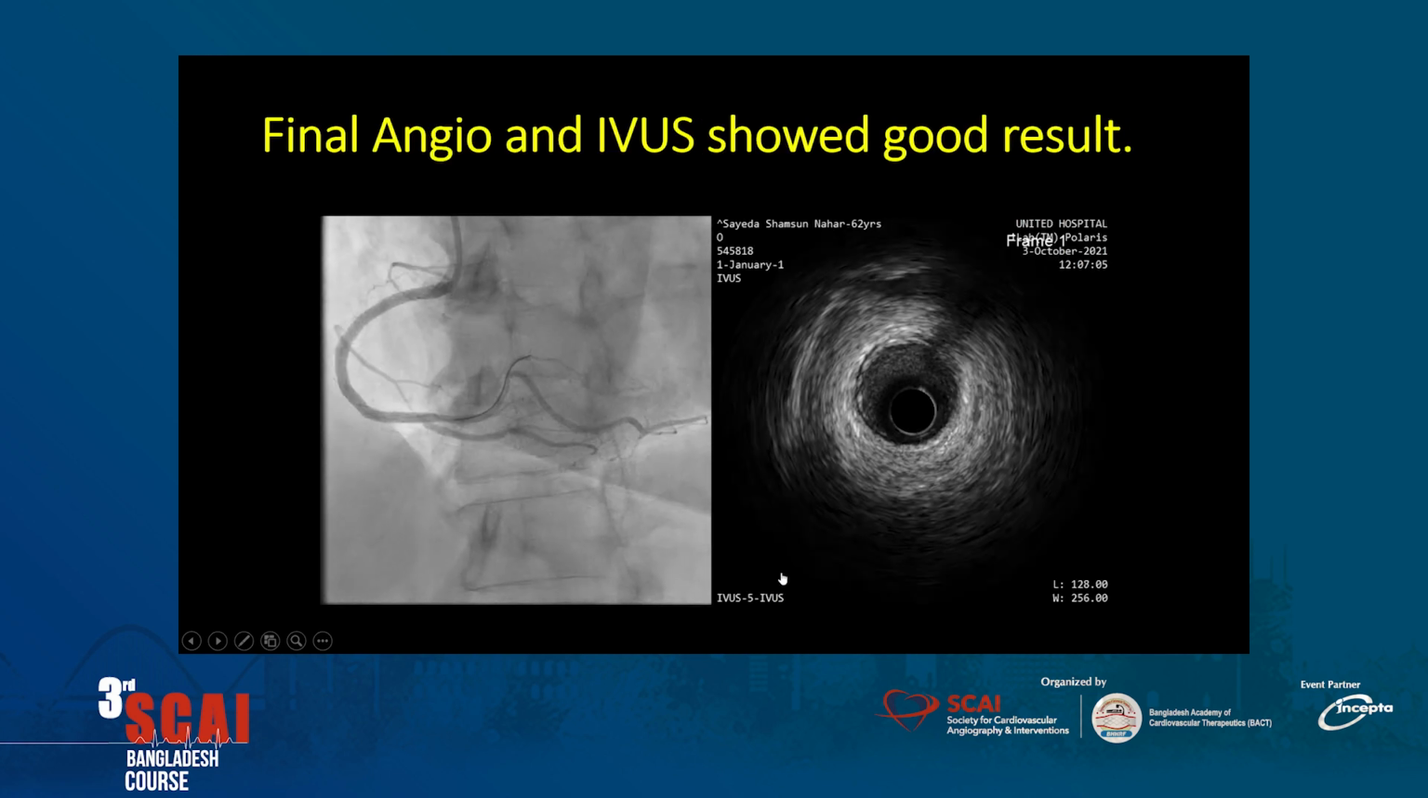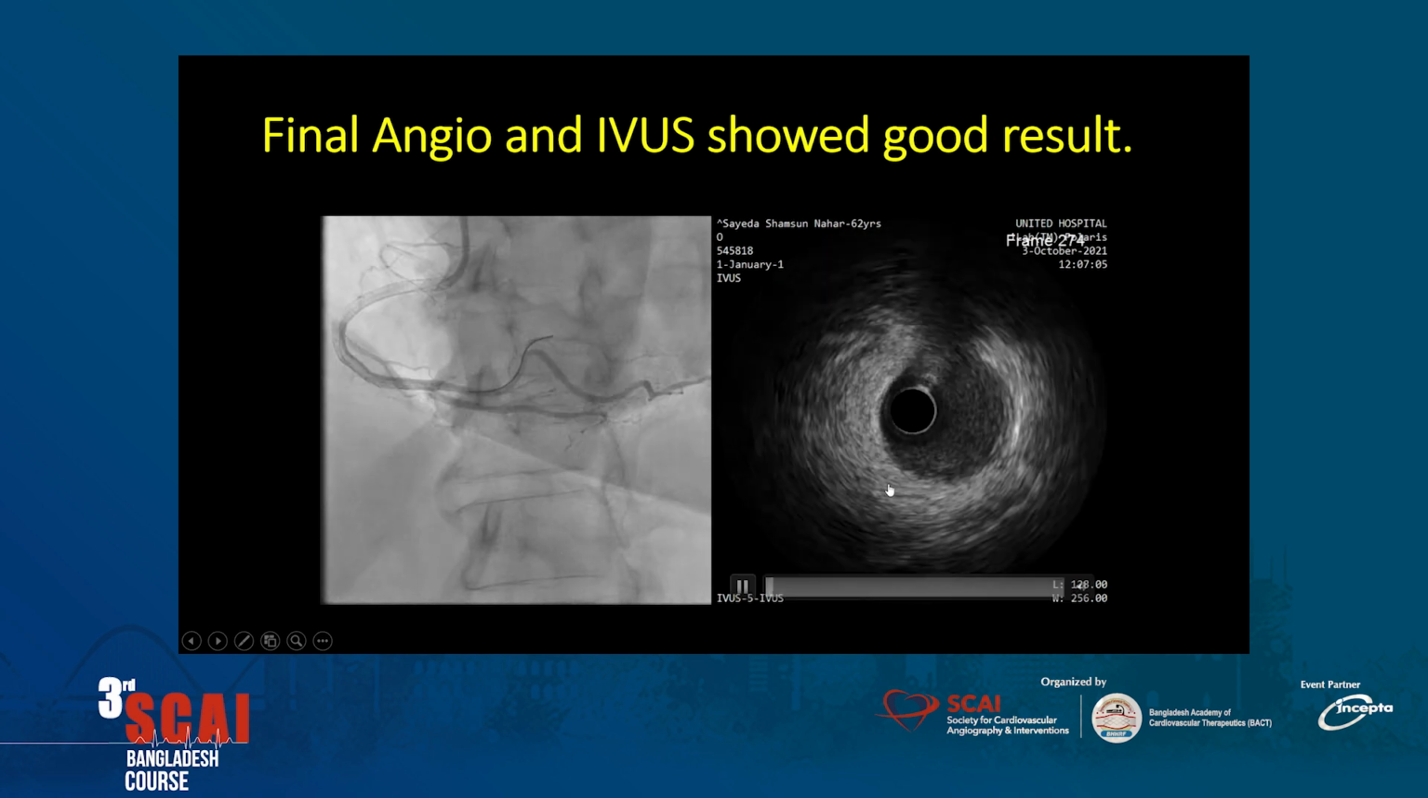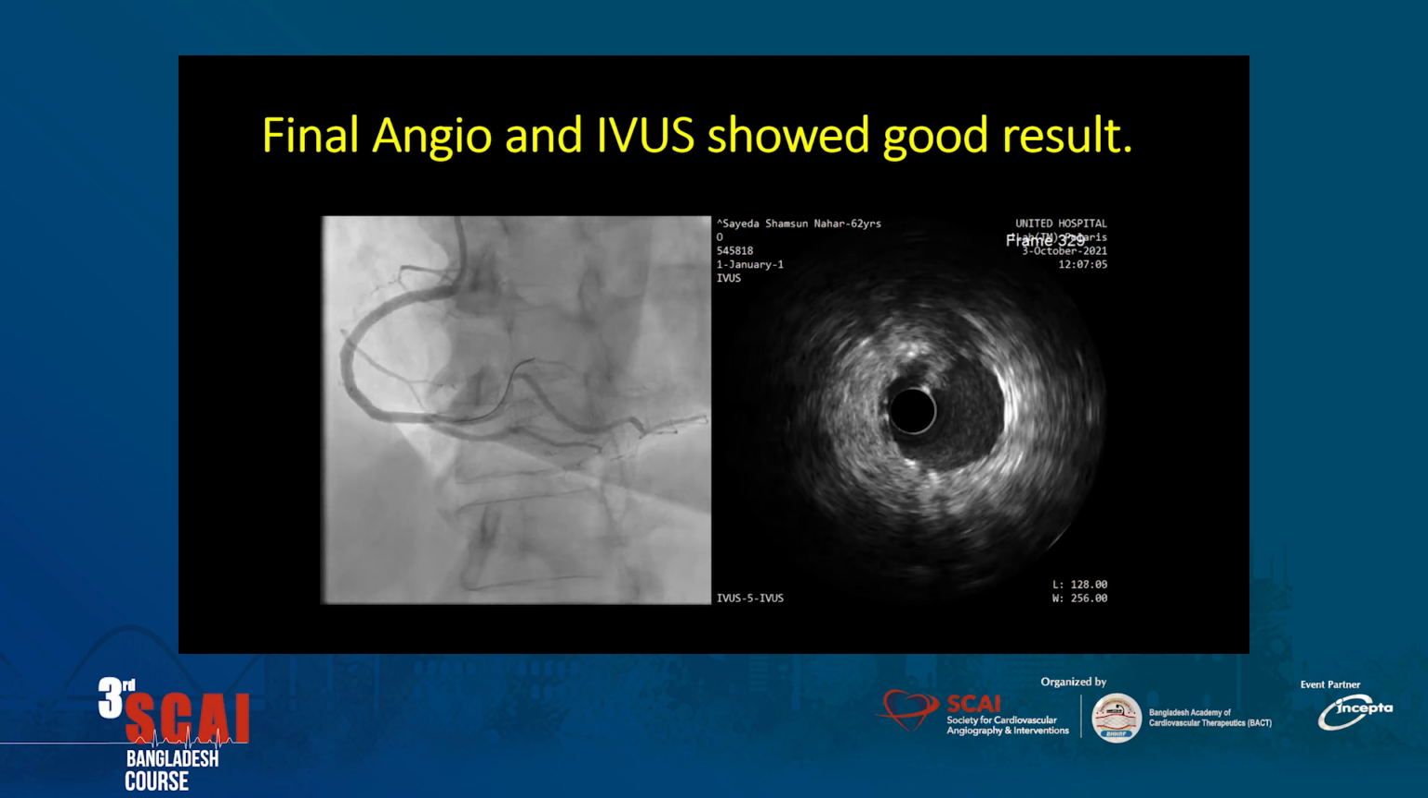And this is the final angiogram. You can see, and also I did the IVUS. It is well sealed, and with pressure, the blood came out into the lumen.